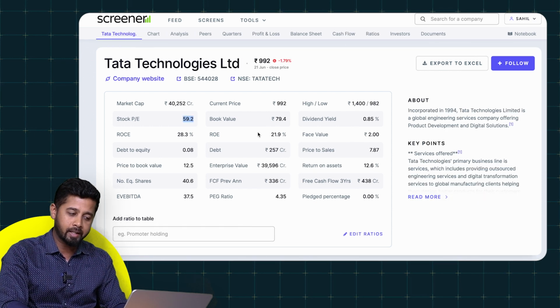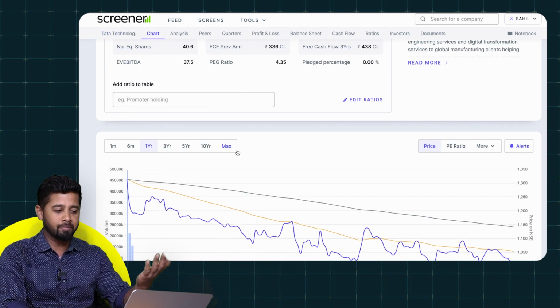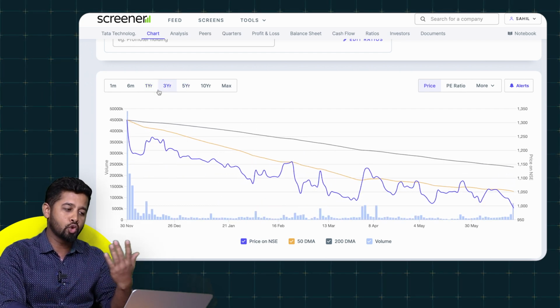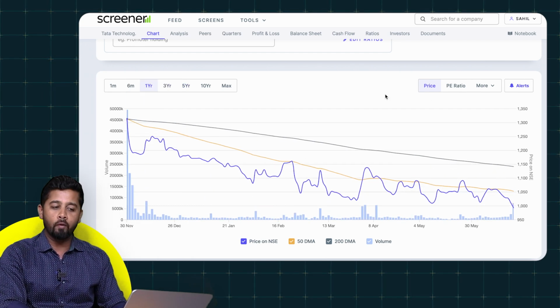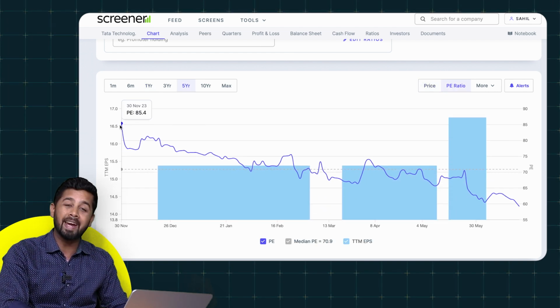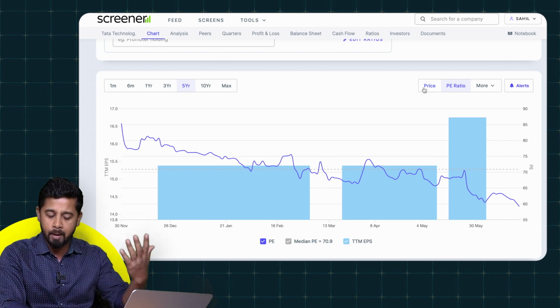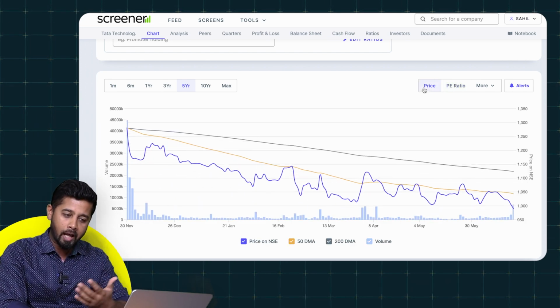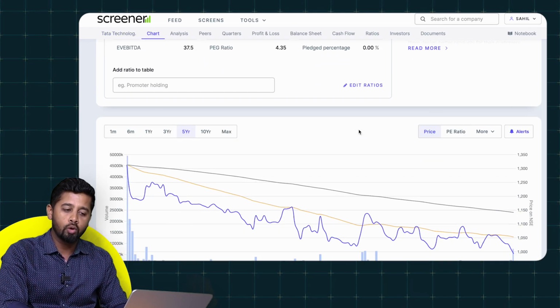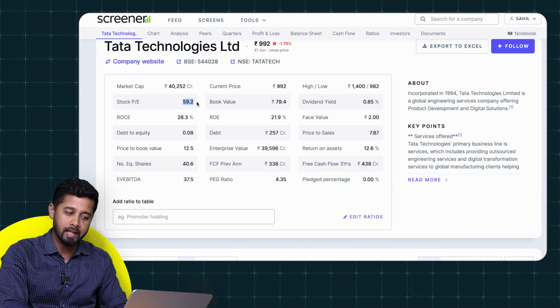Likewise, if you look at Tata Technologies, its IPO happened at 500 rupees, then it zoomed to levels of 1400. Obviously, the valuations were crazy high. If you look at it, PE ratio was at levels of 85. And then it became super expensive. Then what happened? Share price kept on falling. Today it is at 992. What is the PE today? It is at 59.